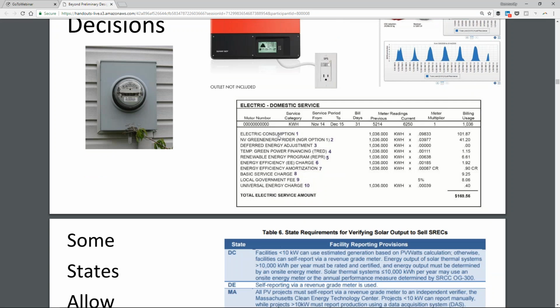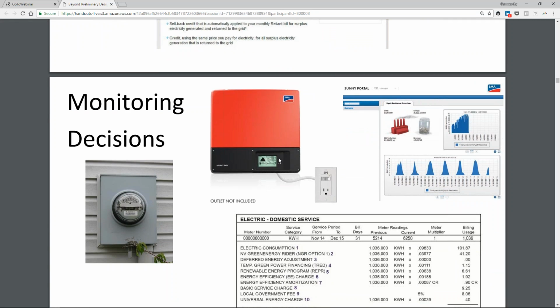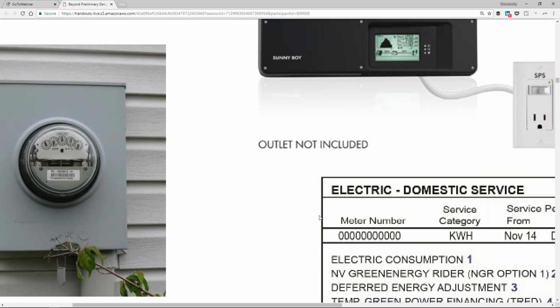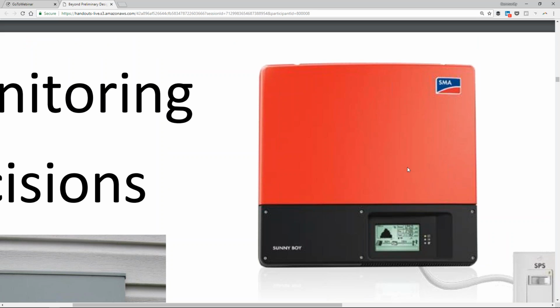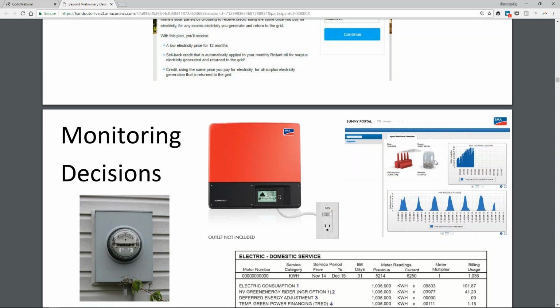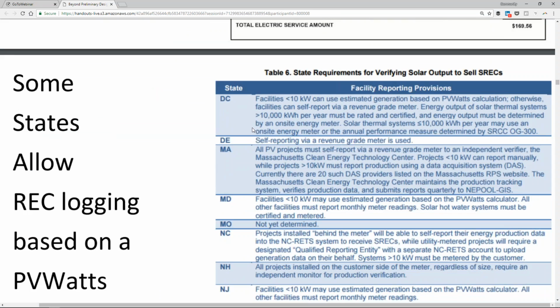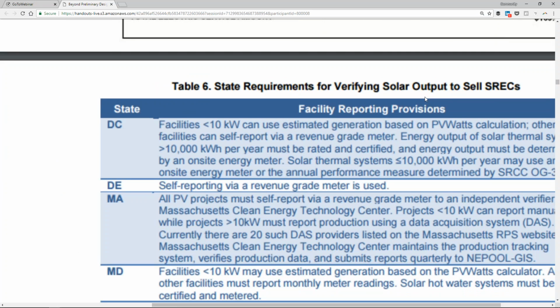So what kind of proof do you need to generate these renewable energy credits? Do you need utility scale proof? Can you just use the standard equipment coming from your solar monitor? Well, let's take a look. It's going to vary state by state.